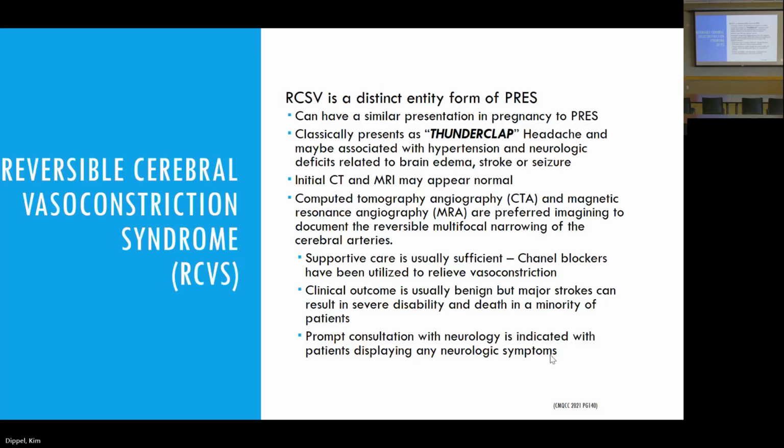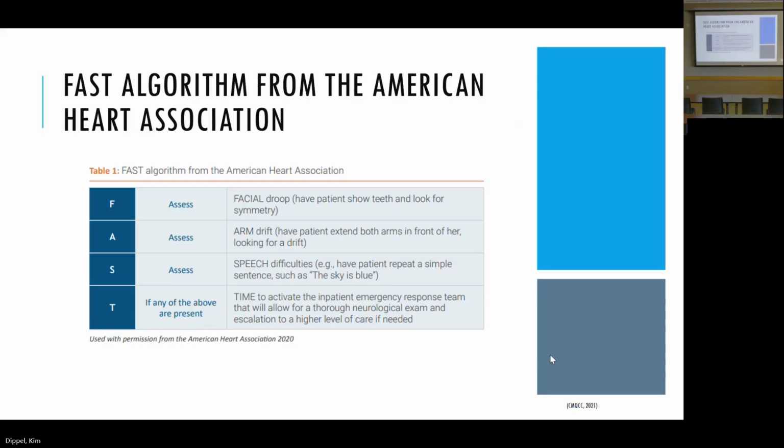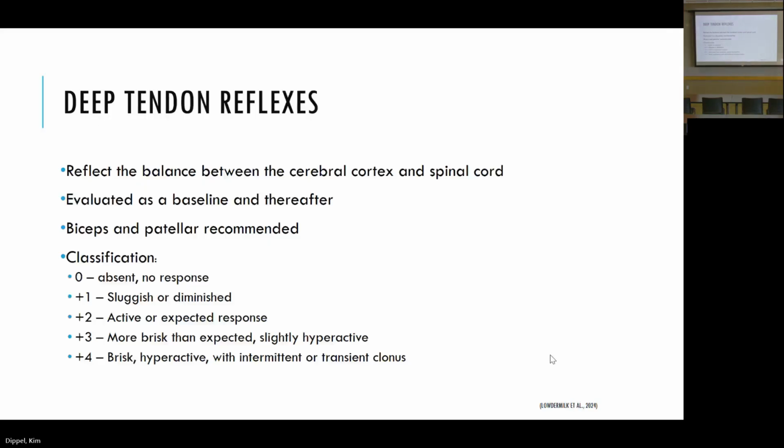And what happens, they give supportive care. Clinical outcome is usually benign, but major stroke can result in severe disability. That's where we want to consult with neurology. And then stroke, of course, we know stroke from the med-surg world, but these are some things that we still have to keep in mind with our pregnant patient. We have to remember the FAST algorithm from the American Heart Association: the facial drooping, arm drift, speech difficulties, and time to activate.